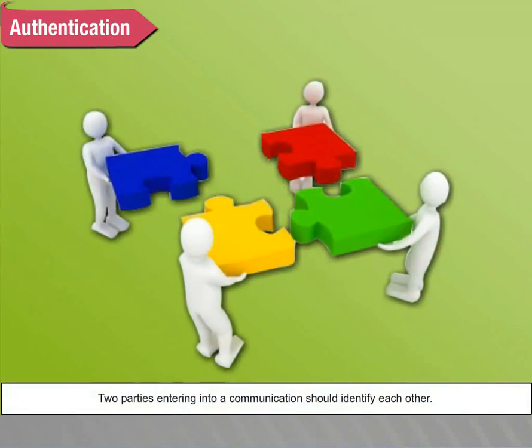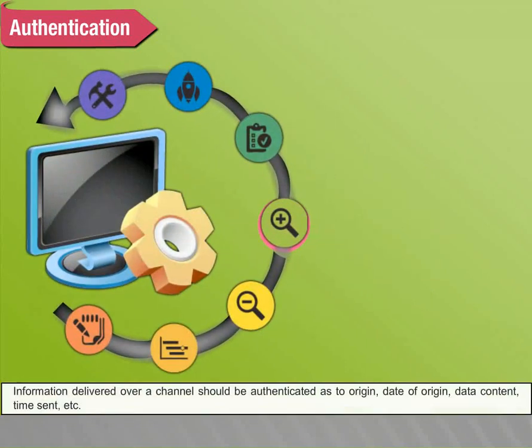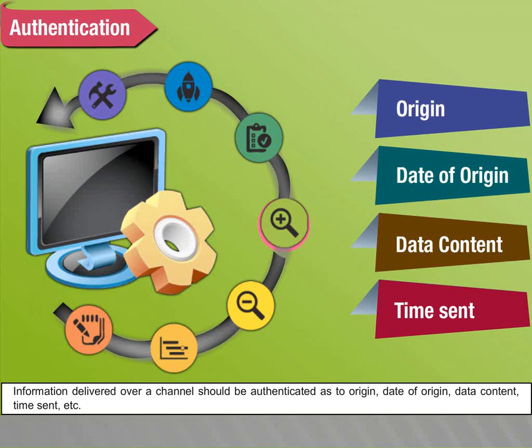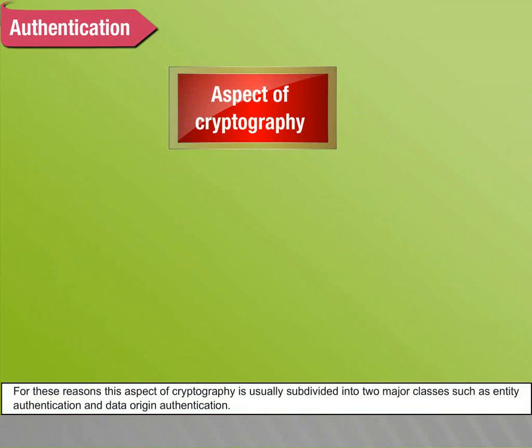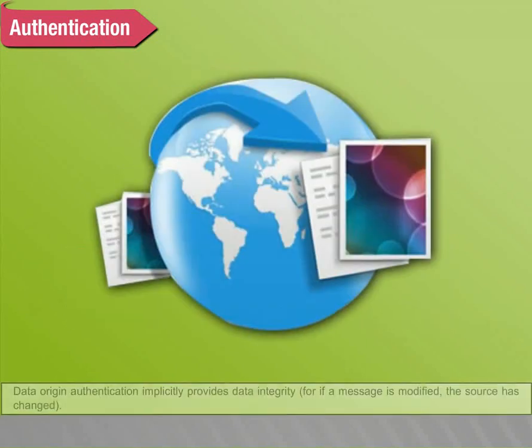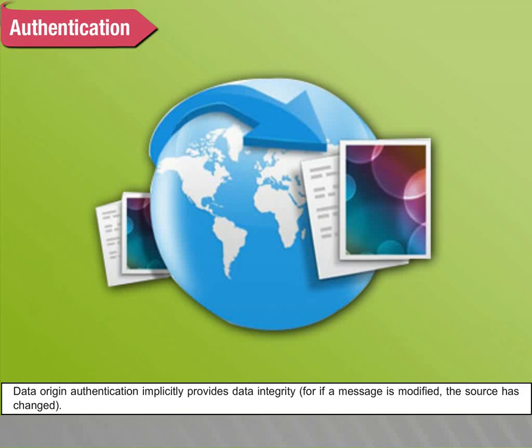Two parties entering into a communication should identify each other. Information delivered over a channel should be authenticated as to origin, date of origin, data content, time sent, etc. For this reason, this aspect of cryptography is usually subdivided into two major classes: entity authentication and data origin authentication. Data origin authentication implicitly provides data integrity, for if a message is modified, the source has changed.